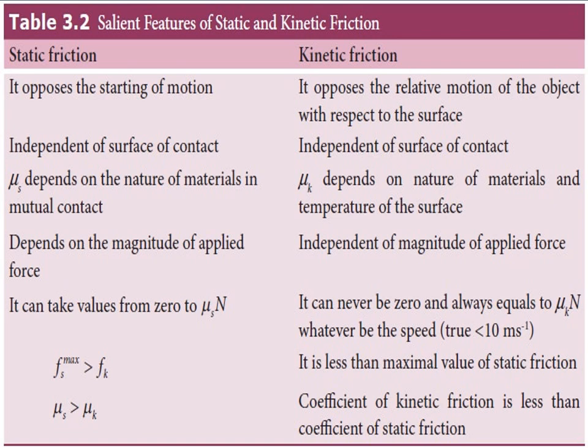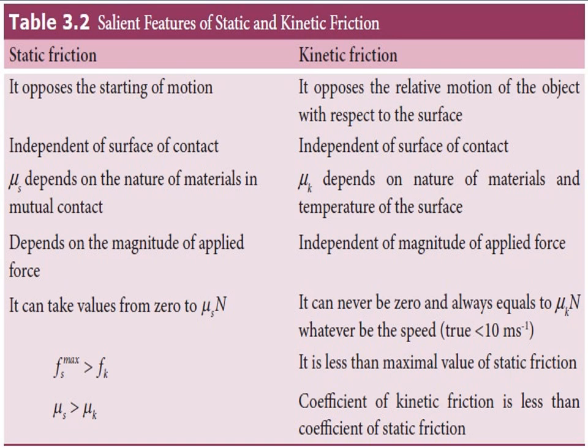Now, static friction is independent of the surface of contact. Kinetic friction is also independent of the surface of contact. Both are independent of the surface of contact. Next, mu s depends on the nature of the materials in mutual contact. Mu k depends upon the nature of the materials and the temperature of the surface.